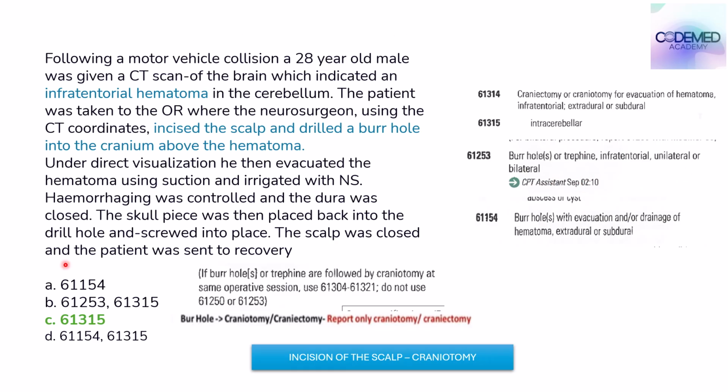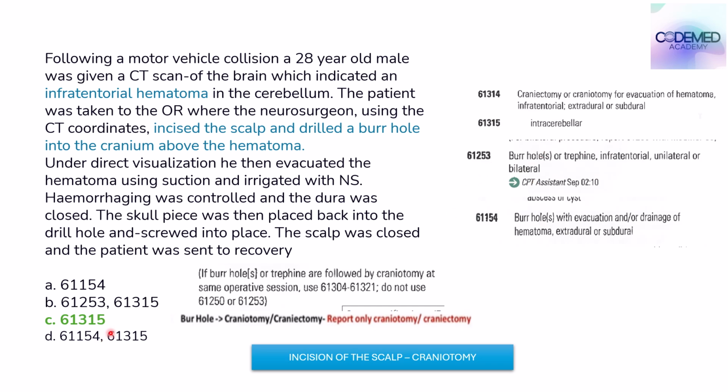What has happened in this patient is they started with a burr hole, but then there is a mention that the skull piece was then placed back. That means the craniotomy has happened. And if the burr hole and the craniotomy happened in the same place in the same session, then we code only for the craniotomy. So we cannot even use 61253 along with 61315.